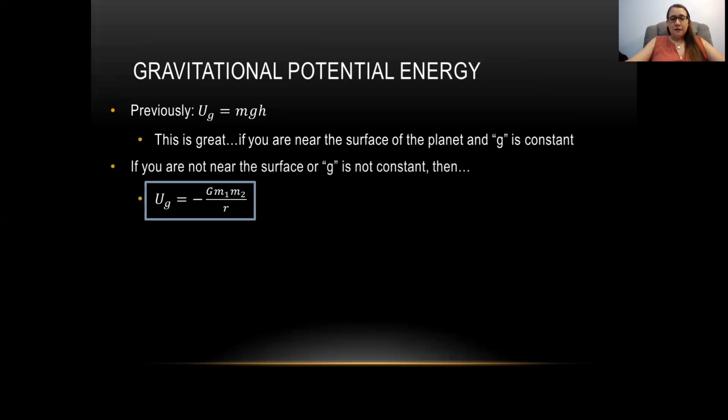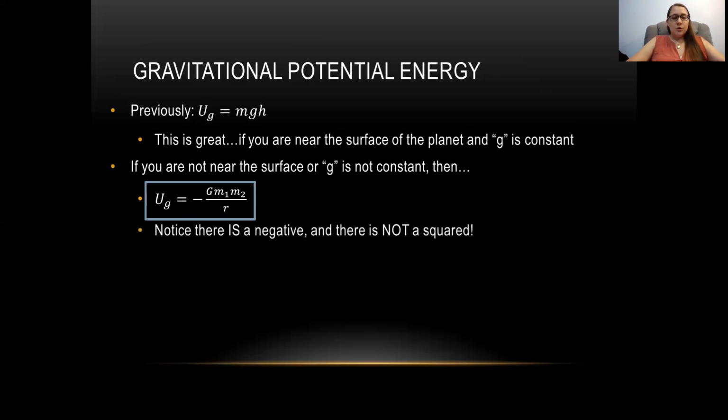Okay, so that's great if you're near the surface of the planet and g is constant. But since we're dealing with things outside of the Earth's surface, now we're not near the surface anymore, and g is not constant. So our equation looks a little bit different, just like our gravity equation looks a little bit different. So now our gravitational potential energy is negative GMm over r. Remember, the force of gravity is GMm over r squared. So this one is a little bit different. That subtle difference is important.